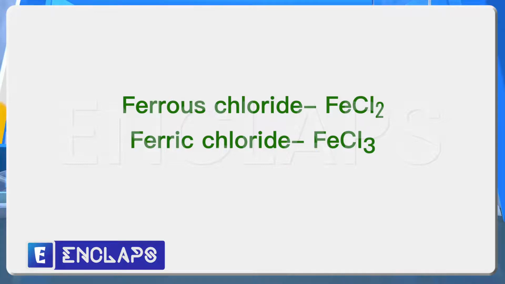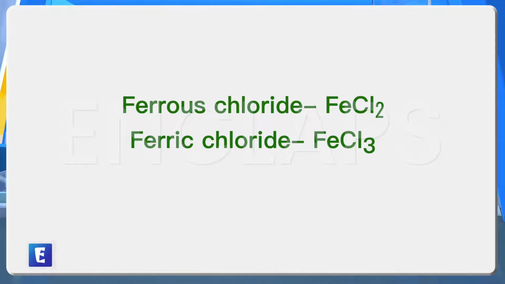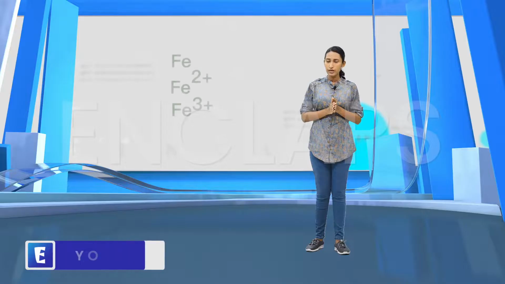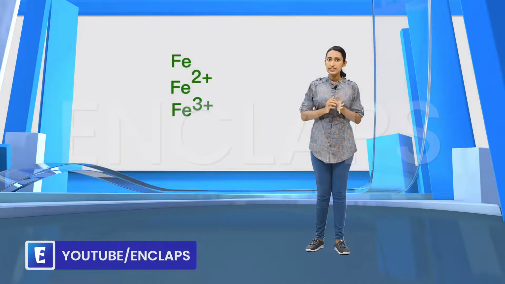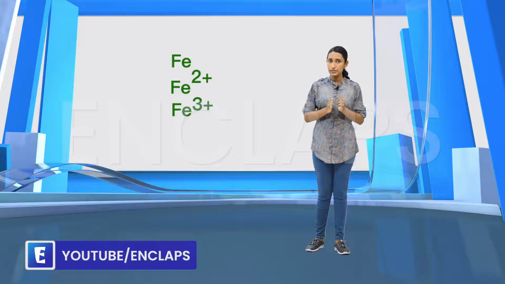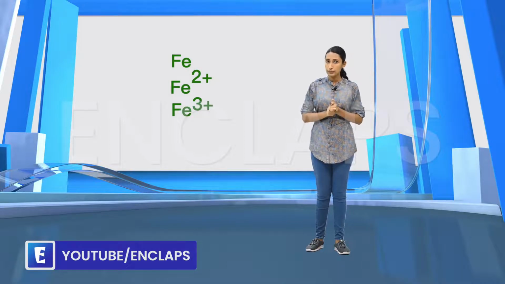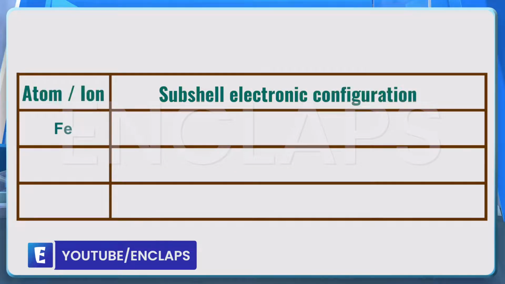But when I consider the case of FeCl3, iron is present in +3 oxidation state. That is, when it forms the compound, it releases 3 electrons. Here, in one compound iron is present in +2 oxidation state and in another compound iron is present in +3 oxidation state. So, how can we write the subshell electronic configuration of Fe, Fe2+ and Fe3+? Just look at this table.